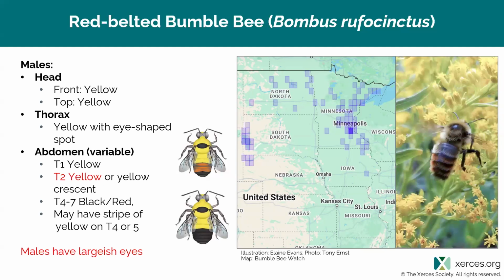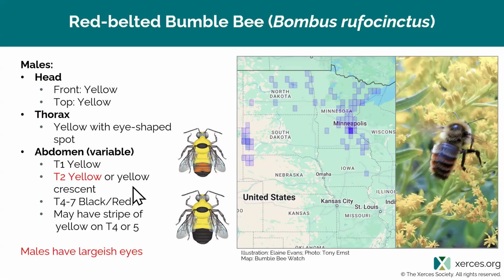The males have a similar color pattern to the females. Once again, highly variable, although they are somewhat similar looking in their general rules of thumb. So if we work backwards from the abdomen to the head, for the abdomen of male red-belted bumblebees, you will generally see T1 and 2 both being solidly yellow. Occasionally, you'll see a male with more of a crescent shape on T2, but more often than not, T2 will be completely yellow for the males.